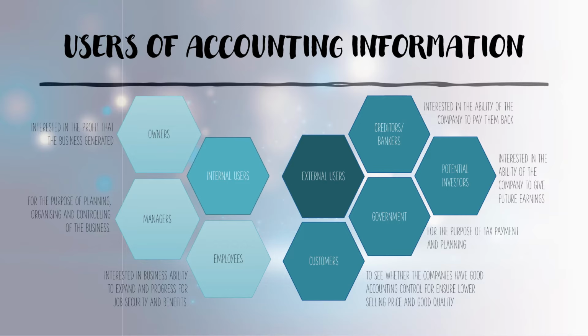Previously we stated that accounting is the provision of information to the people affiliated directly or indirectly to the business organization. So what we are talking about is the users of accounting information. So who are the users of accounting information? We have two types. One is the internal user.